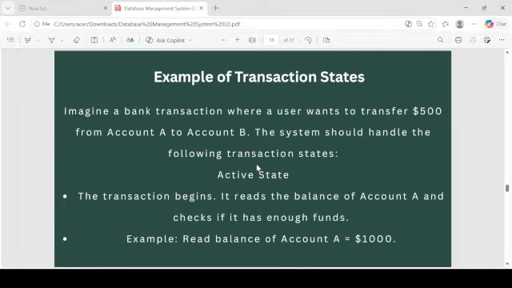Let's take an example of transaction states. Imagine a bank transaction where a user wants to transfer 500 from account A to account B. The system should handle the following transaction states. The first state will be the active state. The transaction begins. It reads the balance of account A and checks if it has enough funds. If it has enough funds, read balance of account A is equal to 1000.